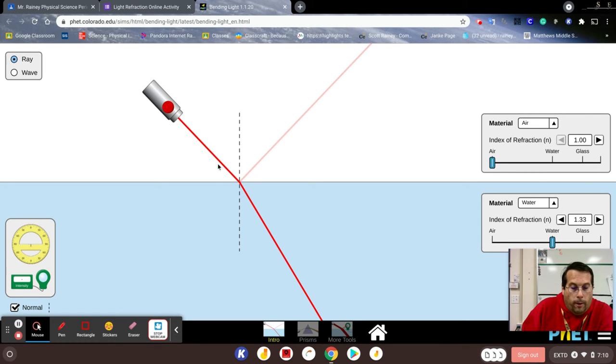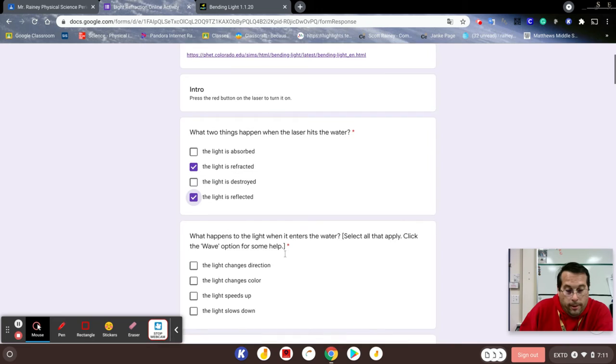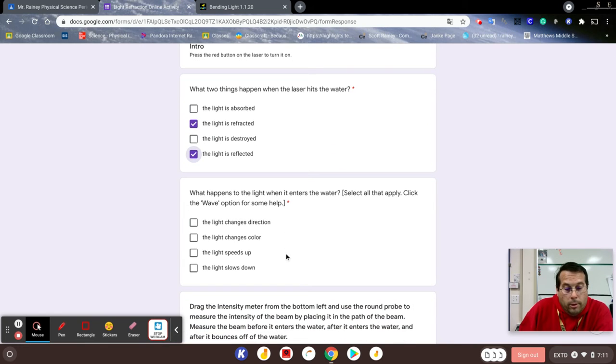And we see two things occur. We see that as the light goes from the air to the water, it's going to bend or refract. We also see there's a light wave reflection. Okay, so we're going through air and water. We don't worry about the reflection so much, but we see that light is refracted. So two things: light is refracted and light is reflected. What happens to the light when it enters the water?